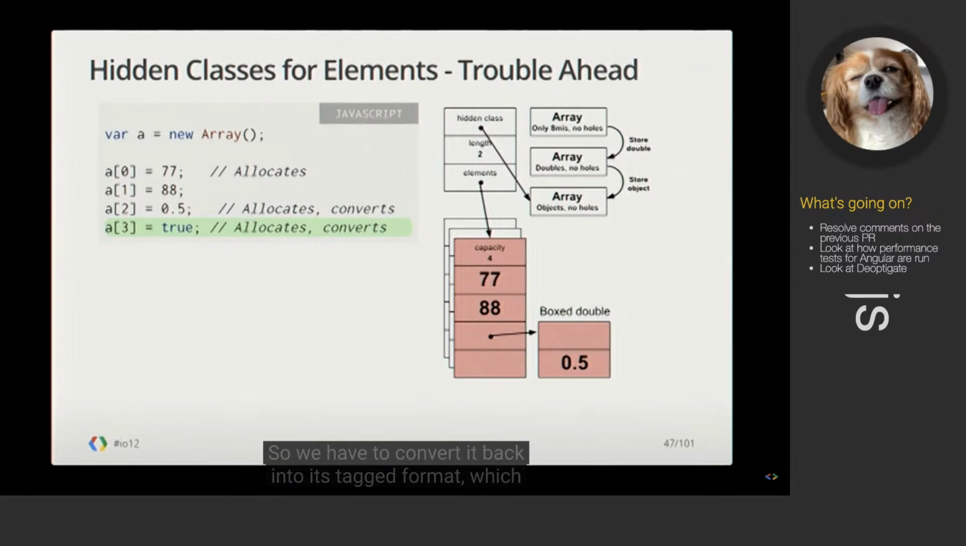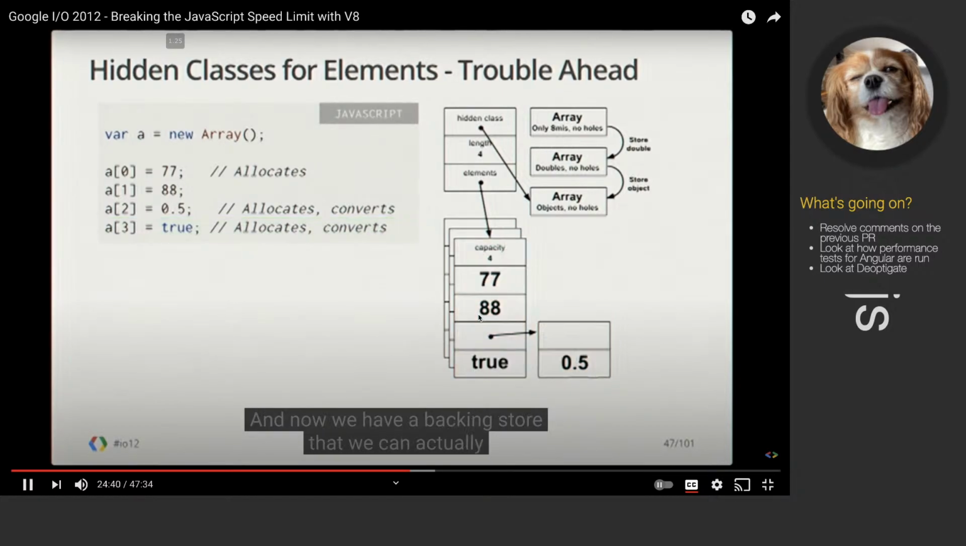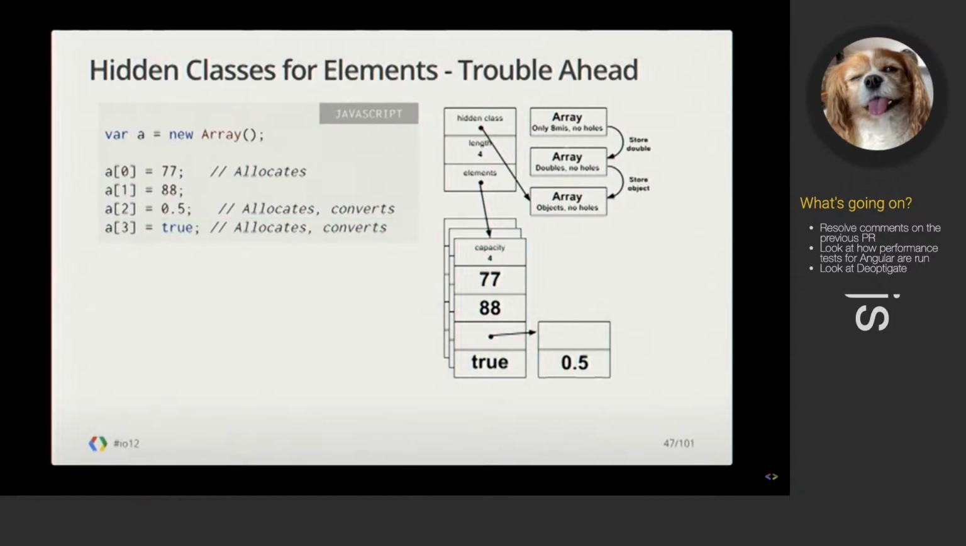So we have to convert it back into its tagged format, which means converting the elements that can be represented as SMIs back into SMIs. It means reboxing the double value. And now we have a backing store that we can actually store the true value in.